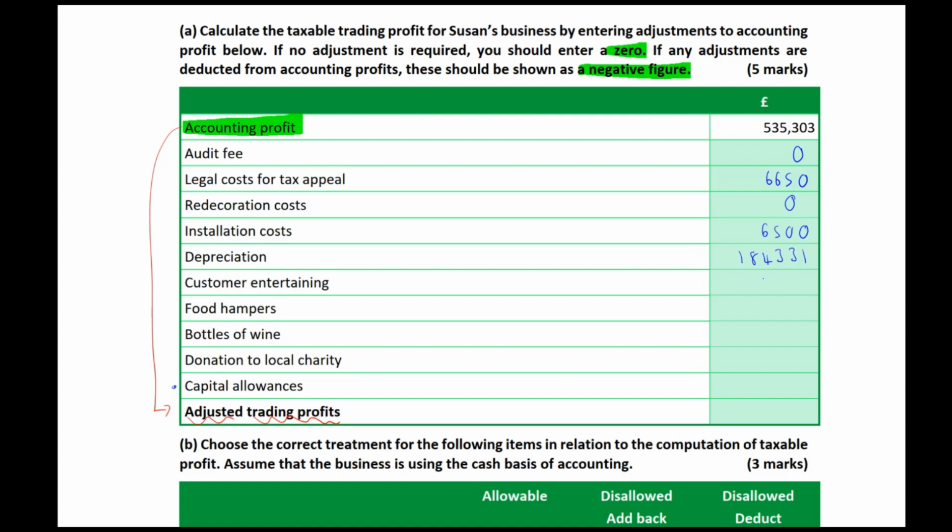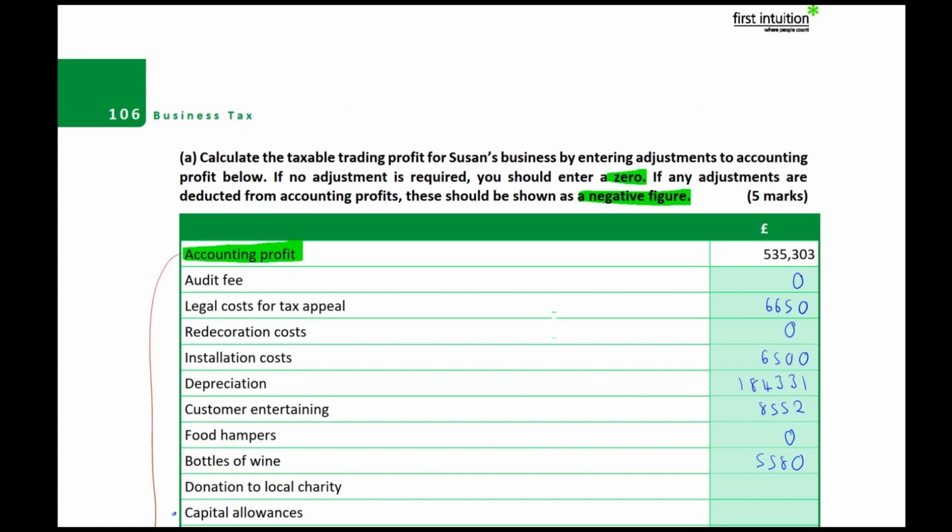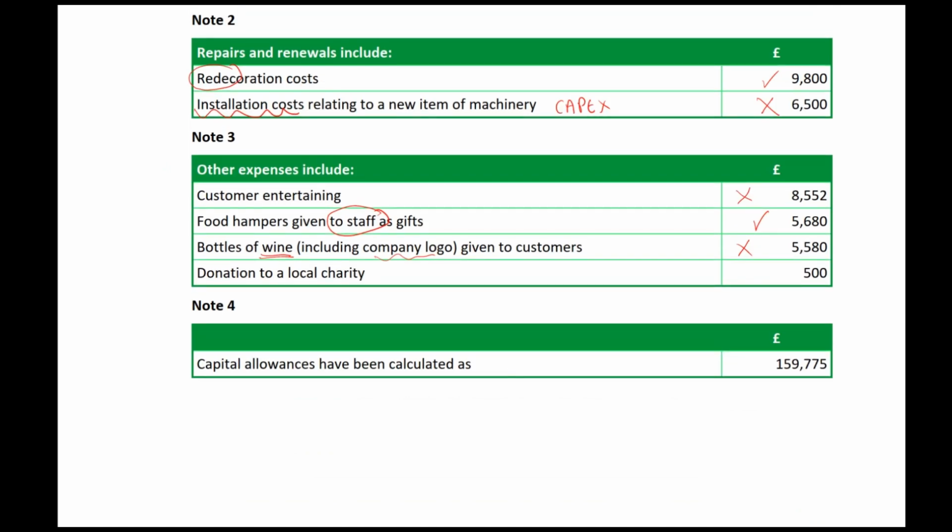So entertaining for customers is not allowed. Food hampers for staff is absolutely fine, so no adjustment needed. And then wine, not allowed. So the next one was a donation to a local charity, £500.